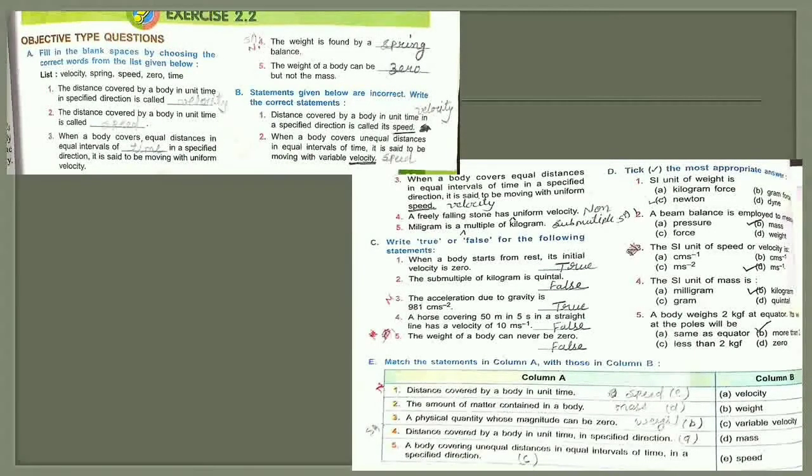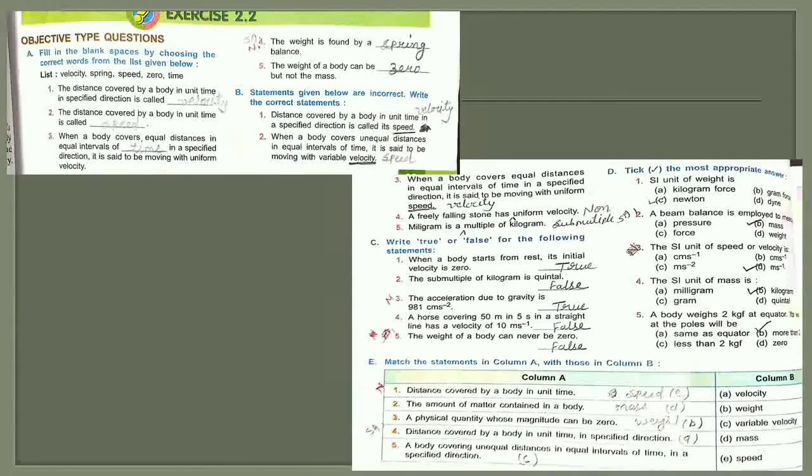Okay, now the next one is the weight is found by a spring balance. Okay, spring balance to find the weight. The weight of a body, next one, the weight of a body can be zero but not the mass, because that weight depends on the place. It is not the constant quantity, mass is the constant quantity. So at the blank place 0 will come.